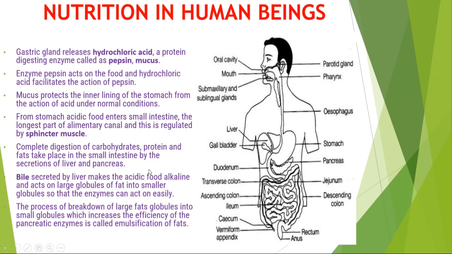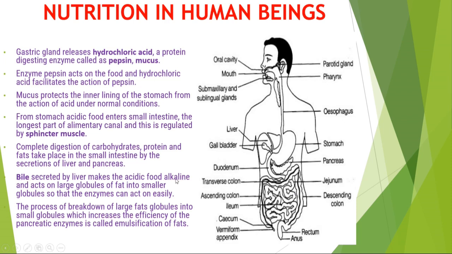Now the complete digestion of carbohydrates, proteins and fats takes place in the small intestine. They are digested in the small intestine by the secretions of the liver and pancreas. The liver and the pancreas secrete juices which help the carbohydrates, proteins and fats to get digested.